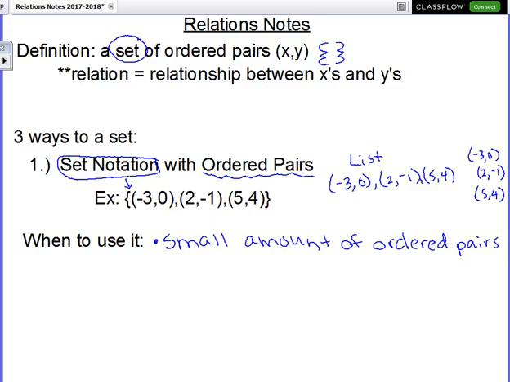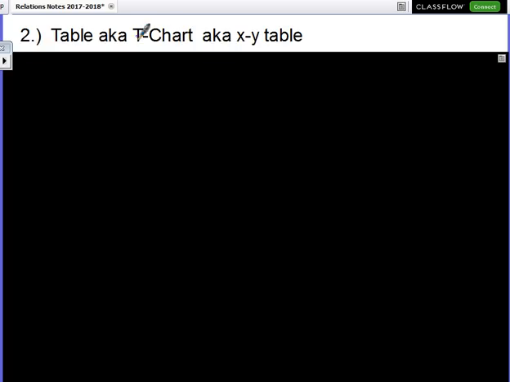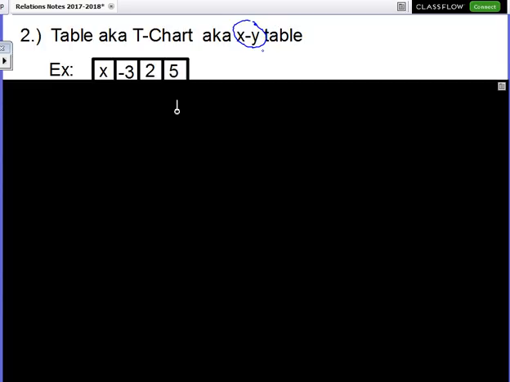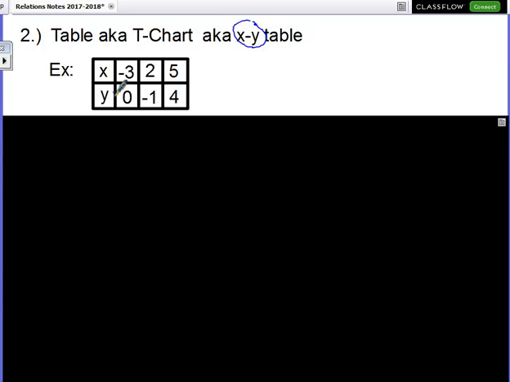That way that we're going to look at are tables. We also call them T-charts. There's a specific type of chart that can be used instead of a table. Or we can call tables XY tables because this is the name of the table because its title is XY. So I'll give you an example. This is an XY table. It's a horizontal XY table because you read from left to right. So this is my title, XY. And then these are the numbers for X's and these are the numbers for Y's. So this is a horizontal XY table.